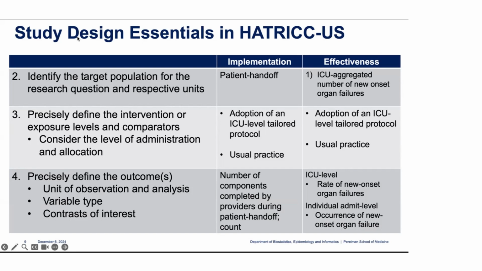With our effectiveness outcomes, we originally thought that we would have at the level of the ICU a rate of new onset organ failures. But it might actually be the case as we're getting that data that we have individual level data on the occurrence of new onset organ failure. So that would be a binary version of the outcome looking at the patient level, right? So we have all of these different levels and outcomes and variable types at play when we're considering our hybrid effectiveness implementation designs.